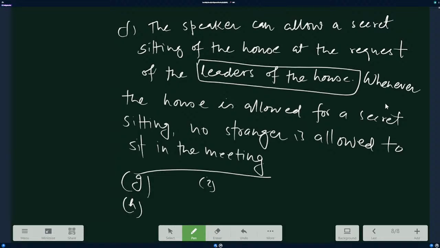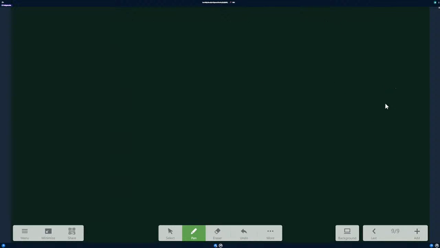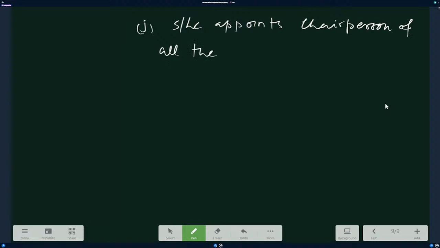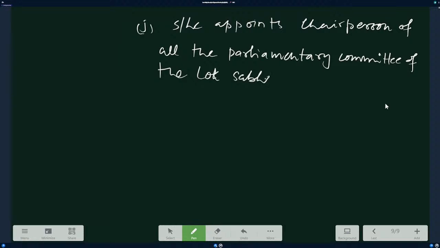Now next you write, he appoints chairperson of all the parliamentary committees of the Lok Sabha. Ask me again. What didn't you get?